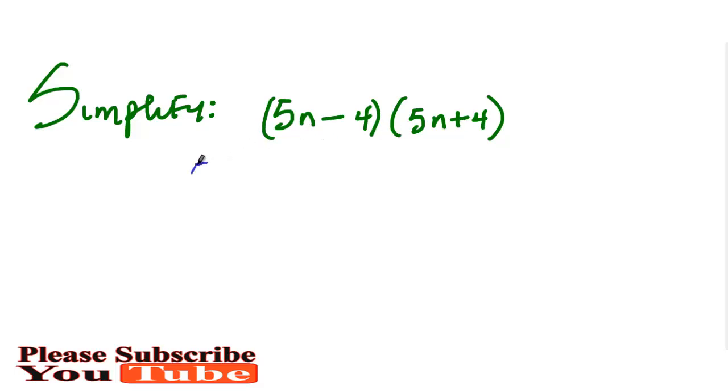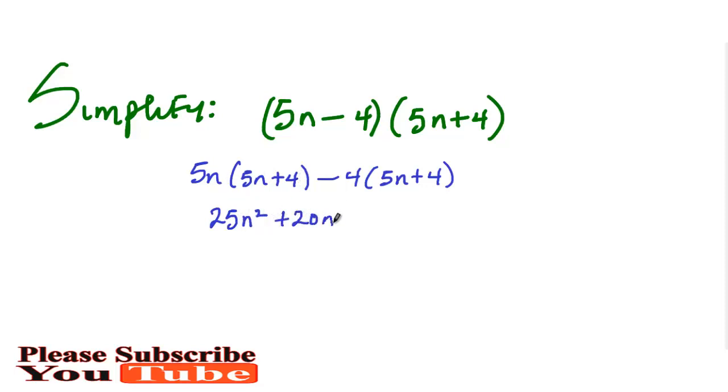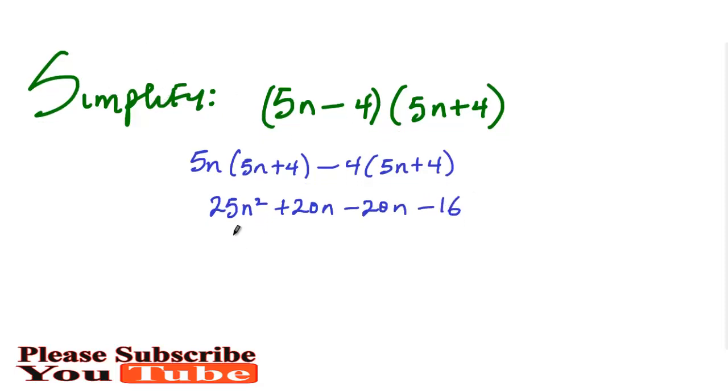So we can say this is 5n into bracket 5n + 4. Then minus 4 into bracket 5n + 4. 5n times 5n, that is 25n². 5n times 4, that is plus 20n. Minus 4 times 5n is minus 20n. Minus 4 times 4, that's minus 16.